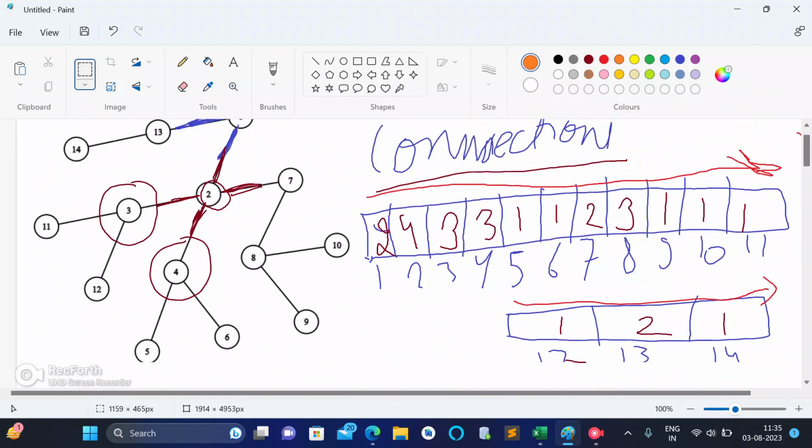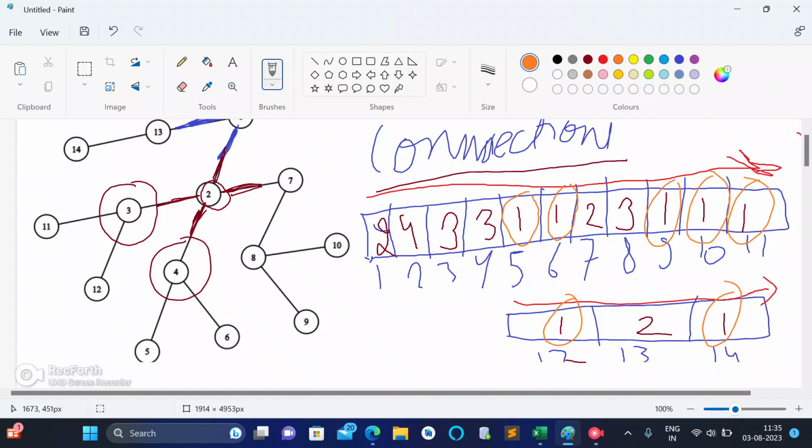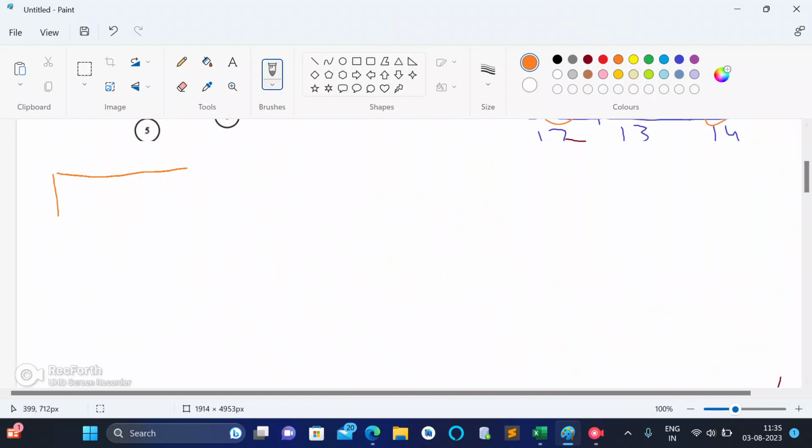First, we will traverse the connections array and see which nodes have value 1. The node 5 has number of connections 1. Node 6 has connections 1. 9 has connections 1. 10 has connections 1. 11 has connections 1. 12 has connections 1 and 14 has connections 1. If these nodes have connections 1, it means I can definitely say that these are the leaf nodes.